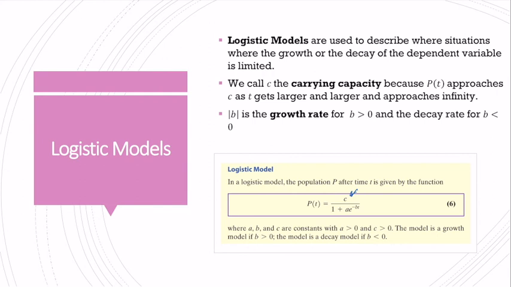So A, B, C are constants. A is greater than 0, C is greater than 0. And the model is a growth model if B is greater than 0, or a decay model if B is less than 0. We call the absolute value of B our growth rate when B is greater than 0, and our decay rate for when B is less than 0.